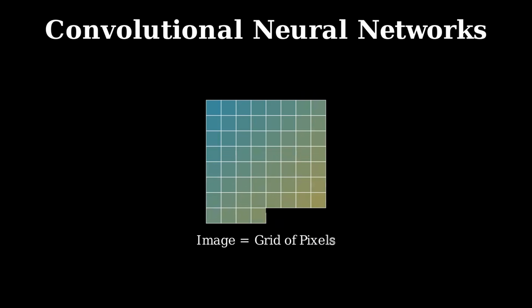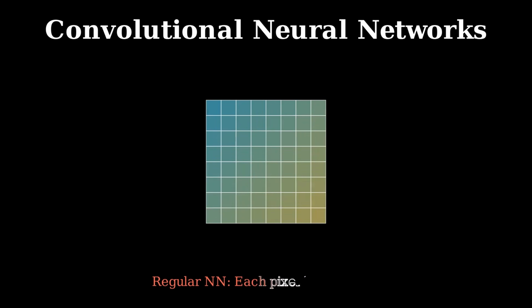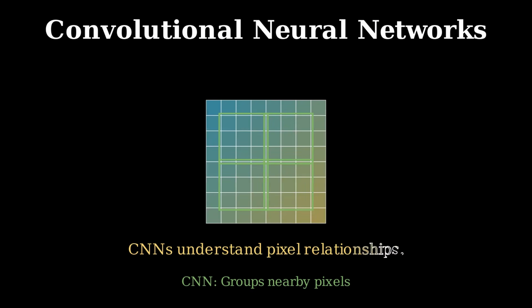Anyways, CNNs are designed specifically for processing data that has a grid-like structure, most commonly images. While a regular neural network treats every input feature equally and independently, a CNN is smart enough to understand that in an image, nearby pixels are related to each other and should be looked at together. The core idea behind a CNN is the convolution operation.